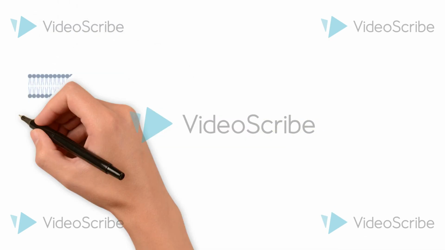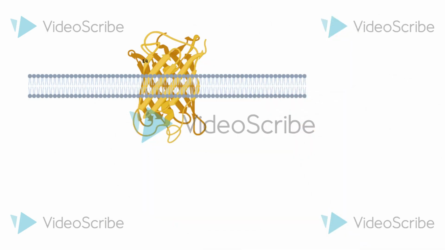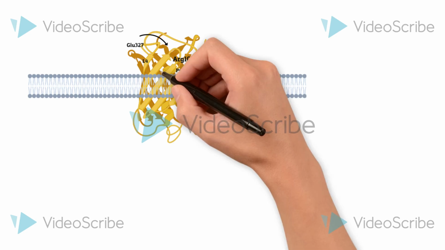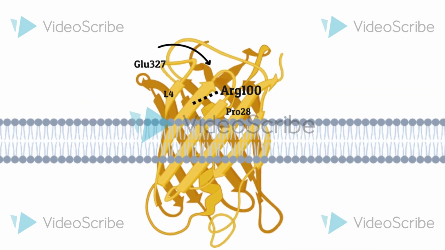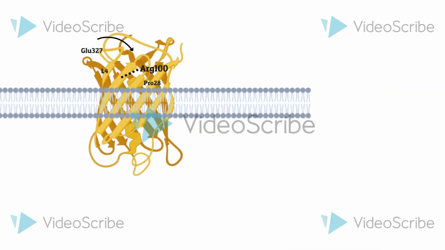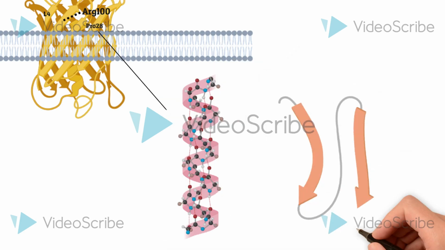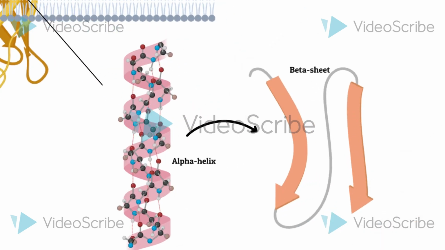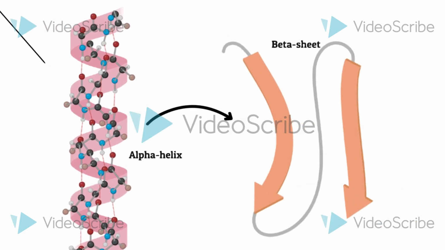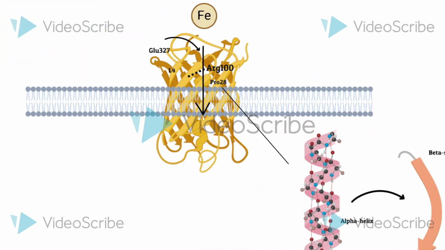The change in Glu327 conformation of L4 results in the side chain reaching further into the pore to form a salt bridge with Arg100. Causing a peptide bond in Pro28 to be inverted, resulting in the formation of an anti-parallel beta sheet instead of the alpha helix and disorder of the TonB box, facilitating internalization of the siderophore.